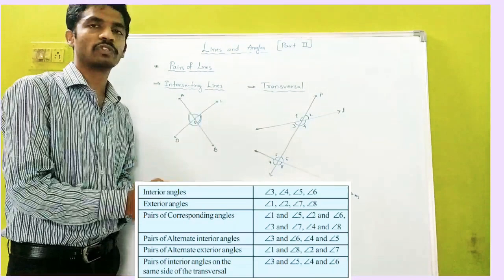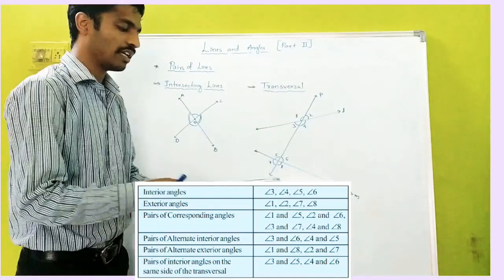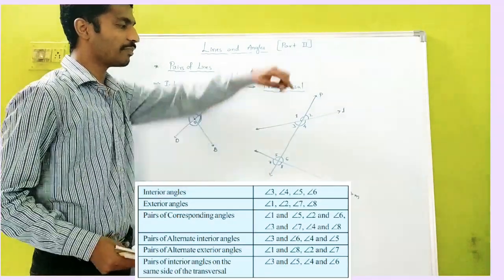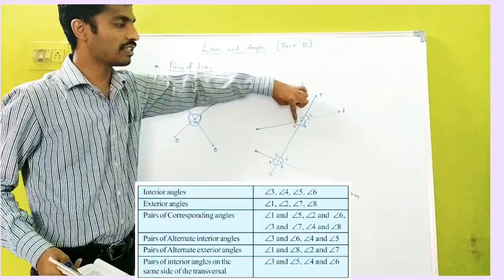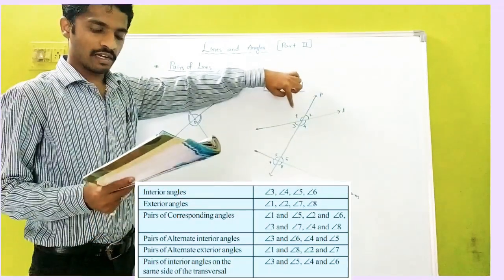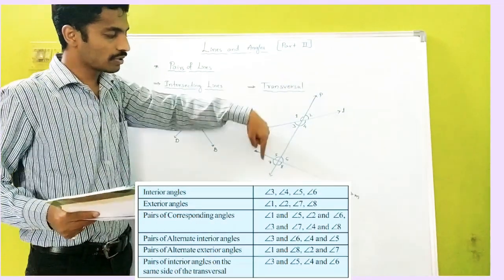Then which type of angles are those? First we should know about that. First are interior angles. Where are the interior angles? Interior means inside. So those are 3, 4, 5, 6. Next, exterior angles. Exterior means outside. Those are 1, 2, 7, 8.